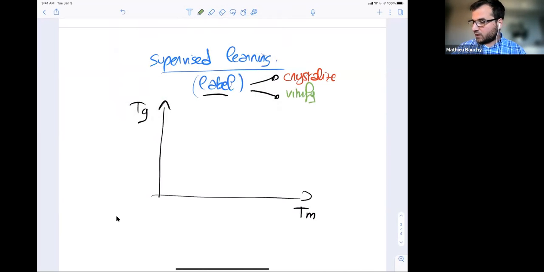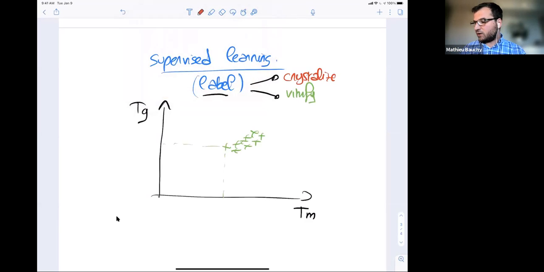So let's assume that you have a group of data points like this, where for those glasses, you know their glass transition temperature, you know their melting temperature, and I'm going to put them in green because you know that those glasses do not crystallize, they vitrify, they turn into a glass as you quench the melt.